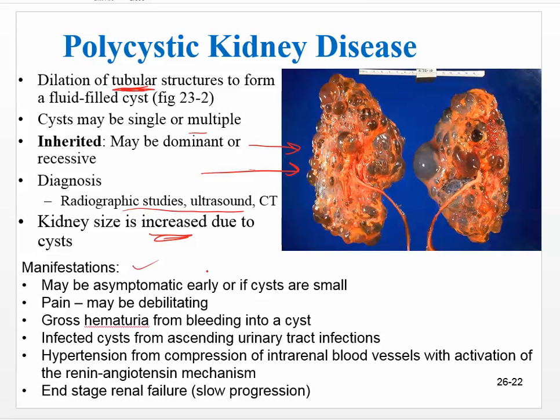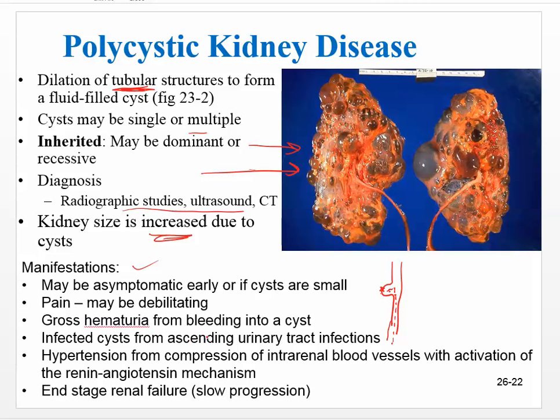Manifestations may be asymptomatic earlier if the cysts are small. If they're small, the nephron tubule just pouches out a little bit, and you may not notice. But if you have a whole bunch of these, or as it progresses, there may be pain, which may be debilitating, and gross hematuria from bleeding into a cyst. If the cyst bursts or there's damage, then that blood could move into the nephron.